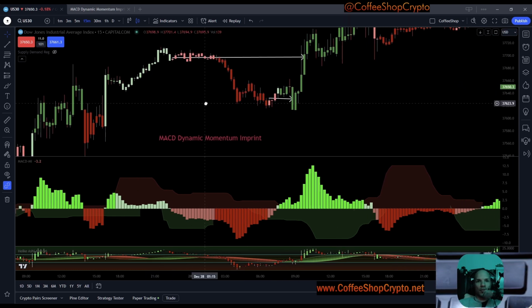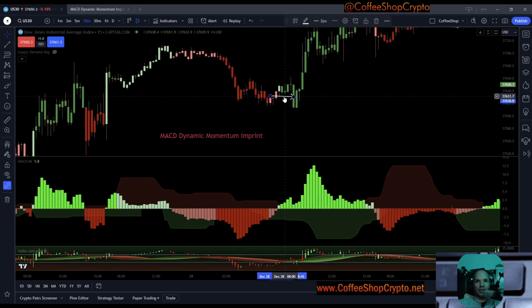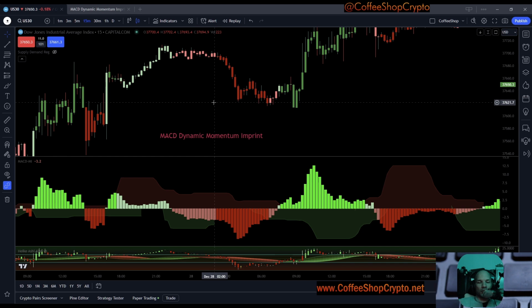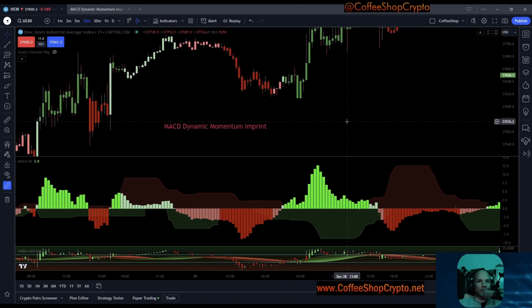So there are a number of ways that I'm going to show you guys how to use this. Right now this is just kind of glazing through, that's why the information seems a little bit broken. But that's what's going on here with the dynamic momentum imprint. This will help you understand more of what's happening with the MACD. Do you have the trend or not?